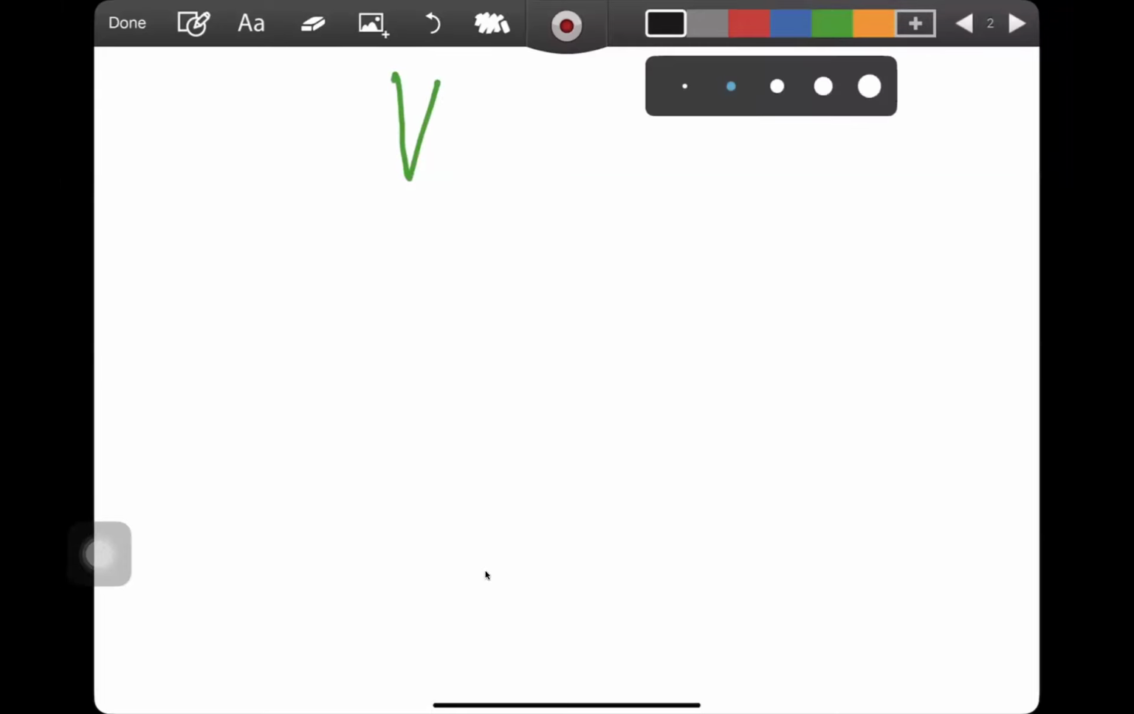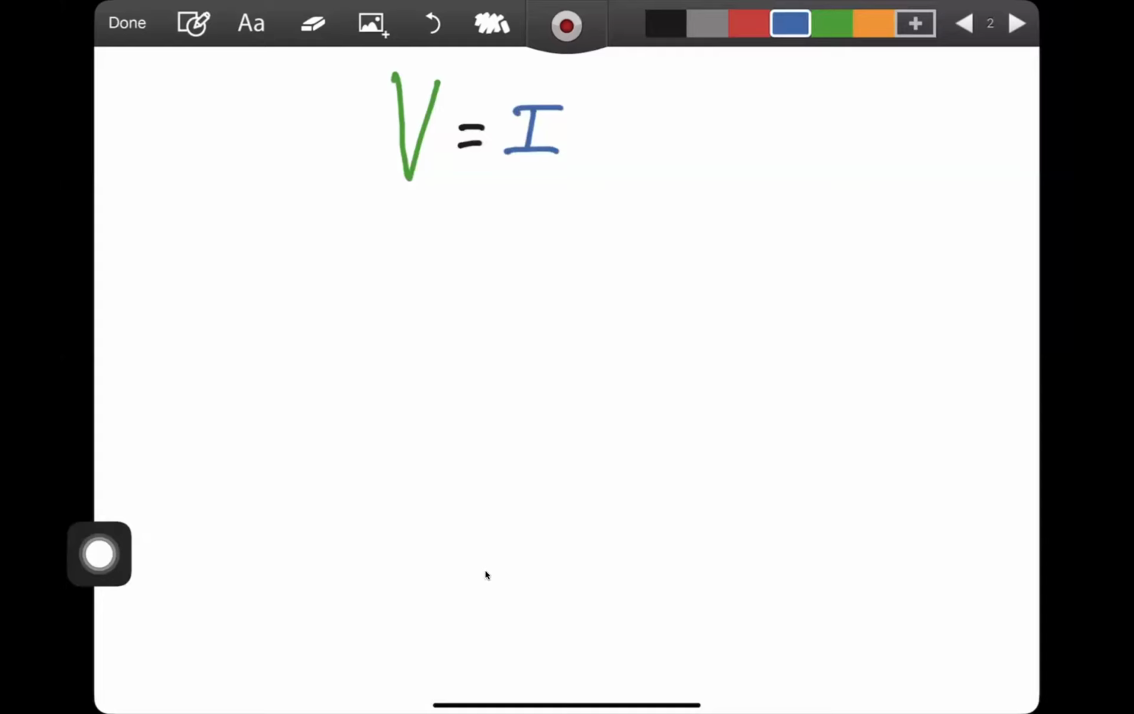V equals I multiplied by R. It's often known as Ohm's law. It says that when there's a difference in electric potential and a path is supplied, charge is going to want to move from higher potential to lower potential. That movement is represented by the blue I because current is how much charge is flowing per unit time.